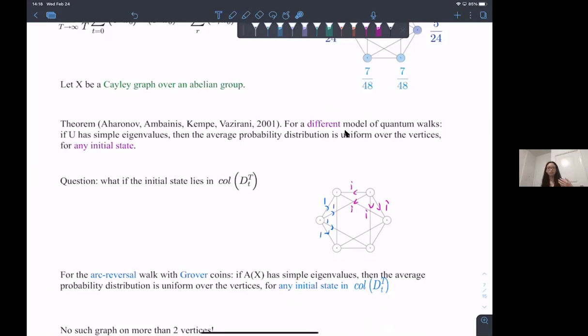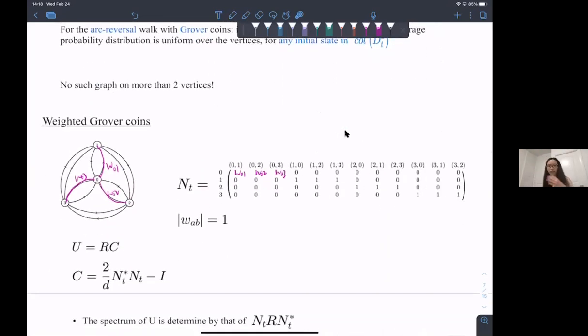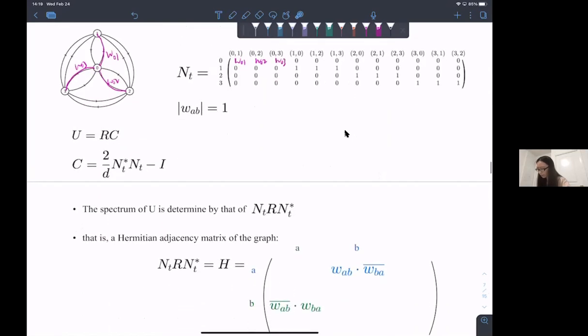Okay, so that motivates us to look at a different coin, which I will call a weighted Grover coin. It's very similar to the Grover coin, but instead of looking at the 0, 1 incidence matrix, I put some weights to these entries. These numbers can be any complex numbers, but I will insist they lie on the unit circle. So then we can construct C as a weighted Grover coin. And as before, the spectrum of U is determined by this smaller matrix.